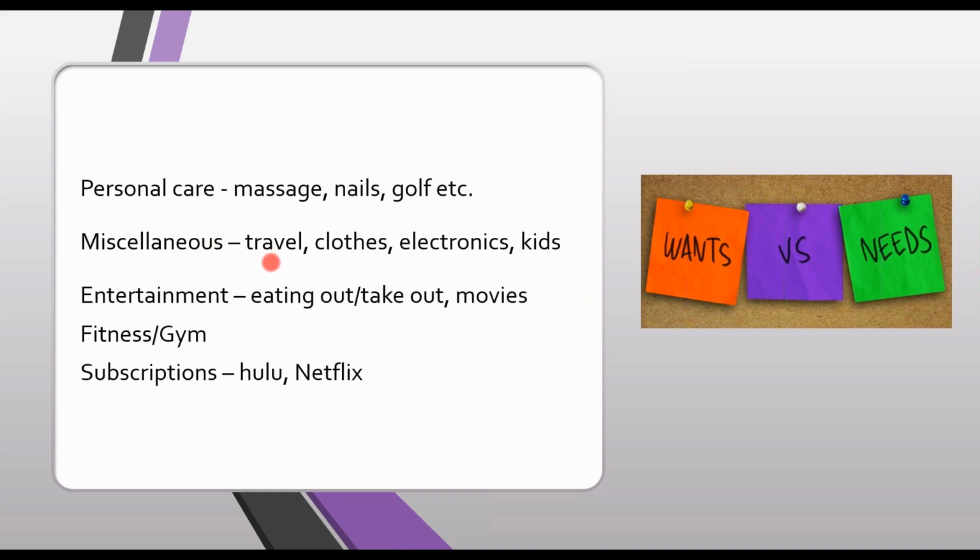Miscellaneous could be things like traveling, paying for nice clothes, electronics, if you give your kids an allowance, entertainment, eating out, takeout, going to the movies, if you have a gym membership, subscriptions like Hulu, Netflix, Amazon Prime.